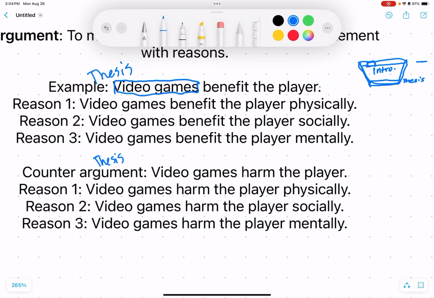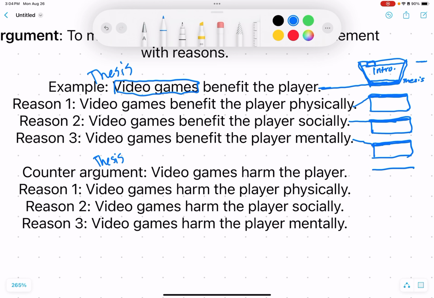Okay, so your thesis, this sentence right here, would go right here. Then you would have another paragraph. This would be where you would place this first sentence. Point 1 would go right here. You would have a second paragraph. Point 2 would be the first sentence of that paragraph. Your third paragraph, point 3, would go right here.